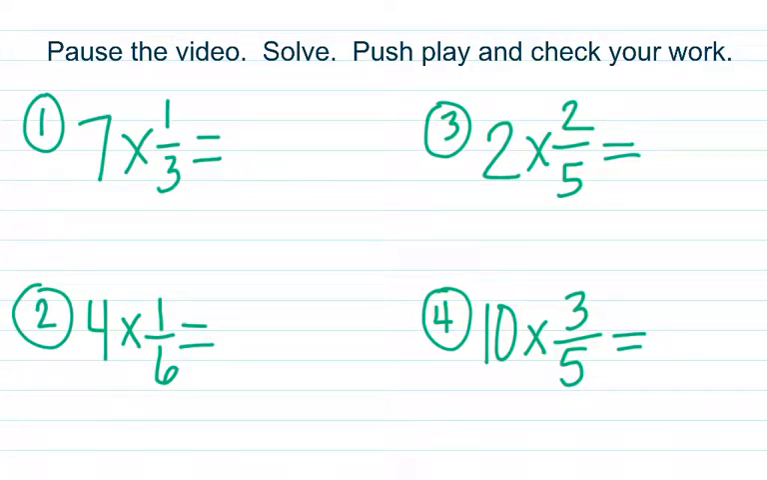I'll do number 1 with you and then ask you to do the rest on your own. So you'll pause and then check your work. Number 1, 7 times 1 is 7. The 3, or denominator, stays the same. 7 times 1/3 equals 7/3. Solve the rest on your own while pausing the video and come back.